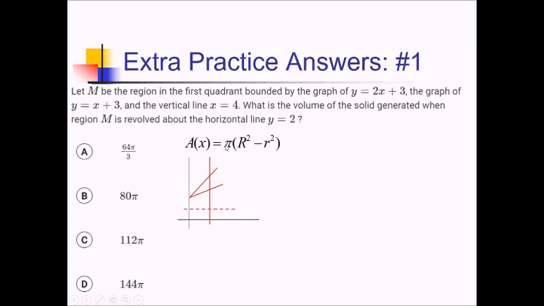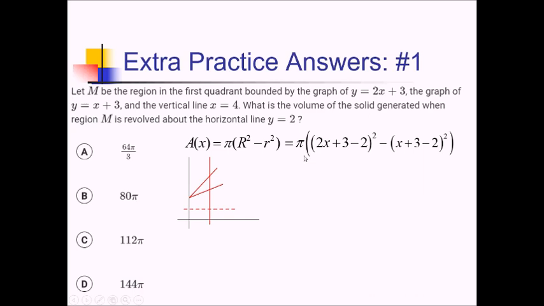Big R, that's going to be the distance between my axis of revolution and the part of my bounded region that's further away. So to get that distance, I can just do 2x plus 3 minus 2. 2 is the y value of my horizontal line there. So that's what I'm going to be squaring, and I still have this pi out here just waiting to be applied. Now we also have little r squared. That's the distance between this closer in part of the bounded region to the axis of revolution. So that's going to be x plus 3 minus 2 squared, and I'm subtracting that and squaring all that inside a parentheses with a pi outside.